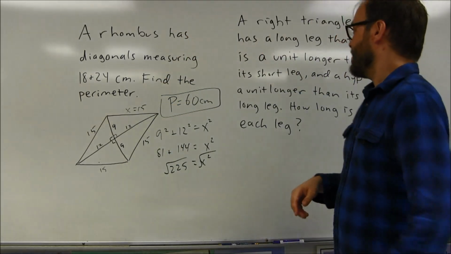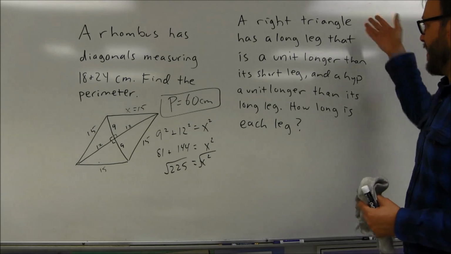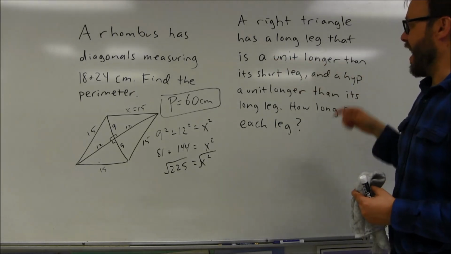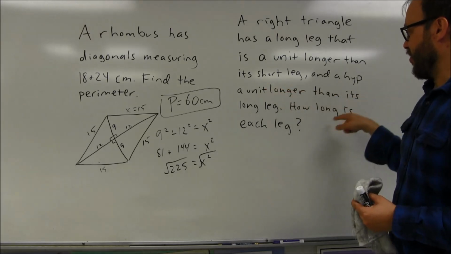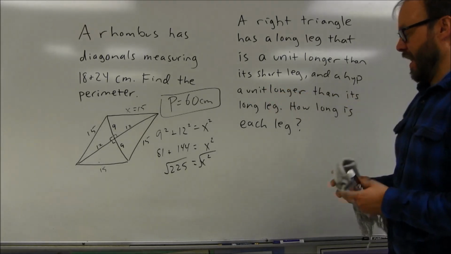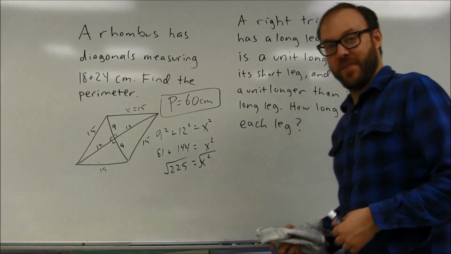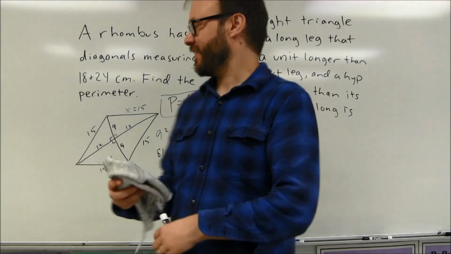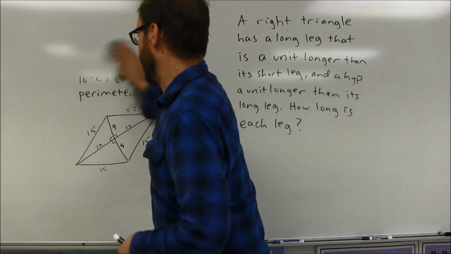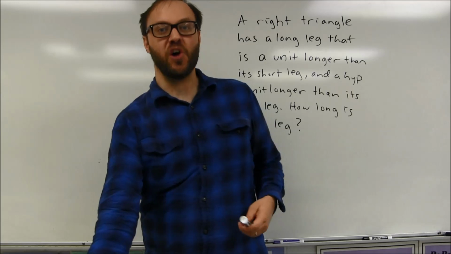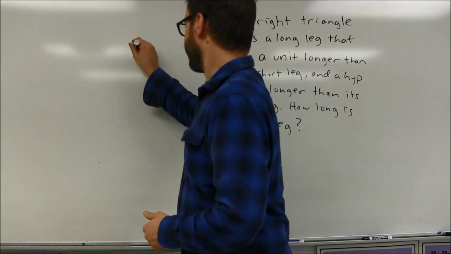Second example. A right triangle has a long leg that's a unit longer than its short leg. The hypotenuse is a unit longer than the longest leg. And I want to find out how long each leg is. Or they could ask me for the perimeter, or they could ask me for the area, lots of different things that I could possibly be asked. Really important to get a diagram. They give me no side lengths.